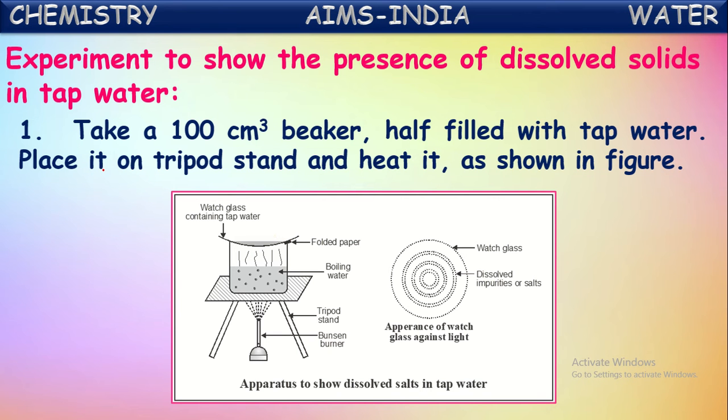Now we have to place this on the tripod stand. We know the beaker is to be kept on the tripod stand, and we have to start heating it by using a Bunsen burner or a spirit lamp. So then we start heating like this. This is the experimental setup we have to take for showing the presence of dissolved salts in the tap water.